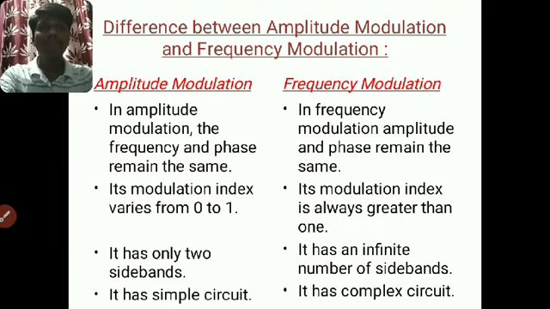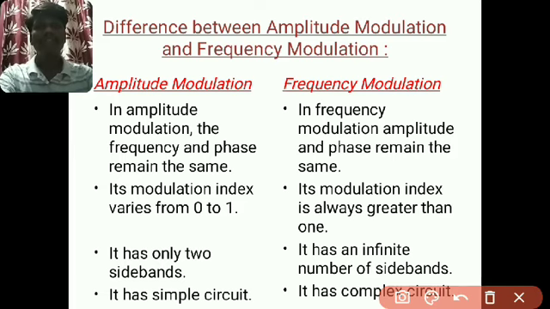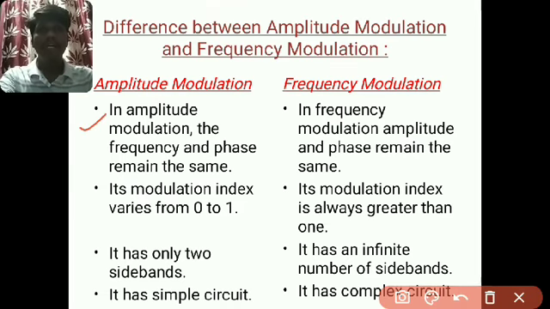And the next one: the difference between amplitude modulation and frequency modulation. Easily, we have to write the difference between AM and FM. First, the definition: in amplitude modulation the amplitude is varied, while the frequency and phase remain constant. In frequency modulation the frequency is varied, while the amplitude and phase remain constant.